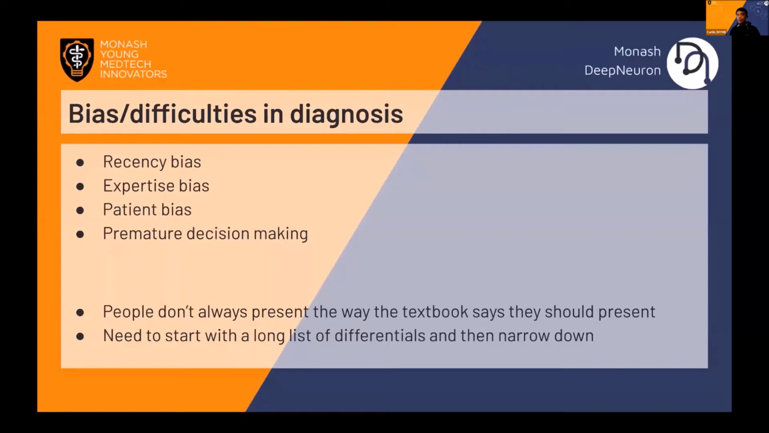A couple of other things that make diagnosis difficult is that people don't always present the way the textbooks say they should present. So with malaria, there's a lot of vague symptoms, so like the muscle aches, the headaches, the vomiting and diarrhea, that don't immediately point towards malaria. And the other thing is that we need to start with a long list of differentials and then narrow down. The human mind naturally jumps to shortcuts and wants to get there the quickest way, which isn't always the best way to do it.